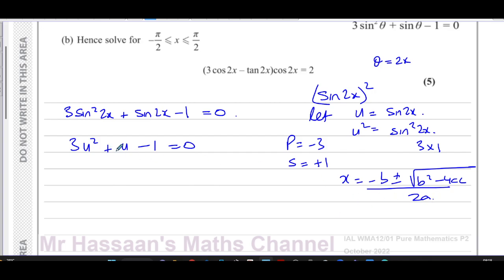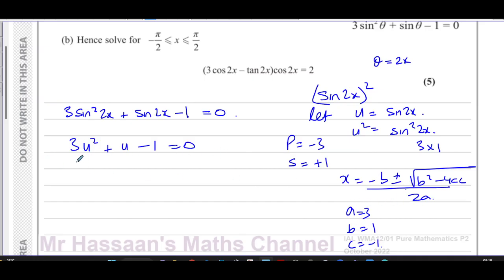The coefficient of u squared is 3, so a is 3. The coefficient of u is 1, so b is 1. And the value of c is -1. So you replace b with 1, a with 3, and c with -1, and then you have your solutions from the quadratic formula. All right, that's pretty simple to do.